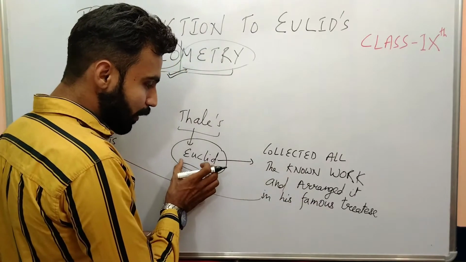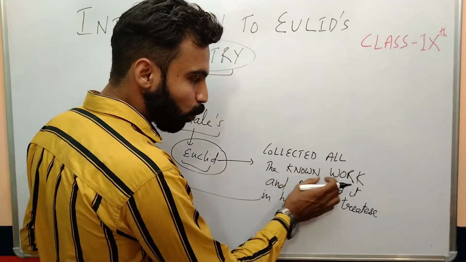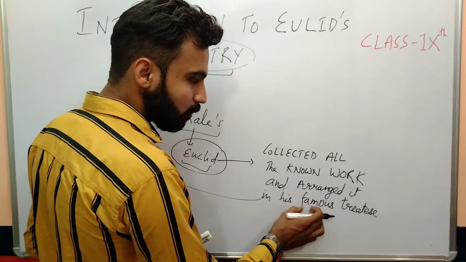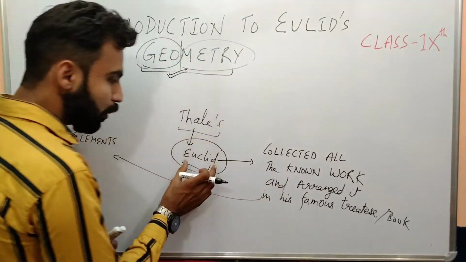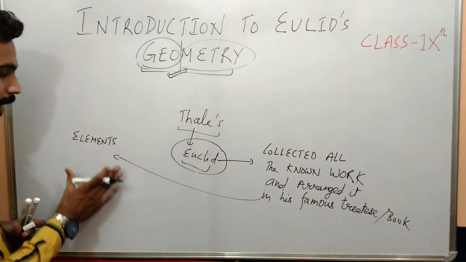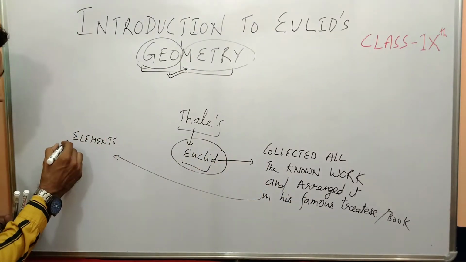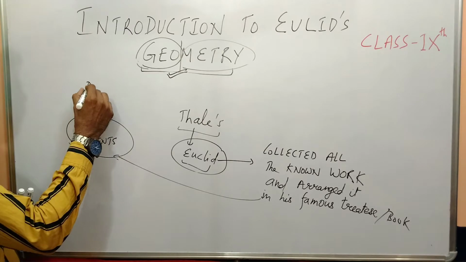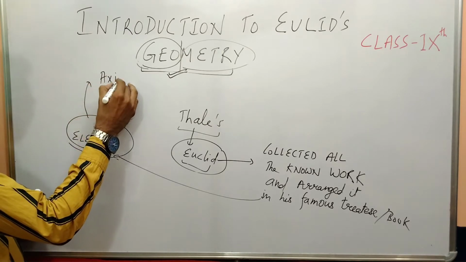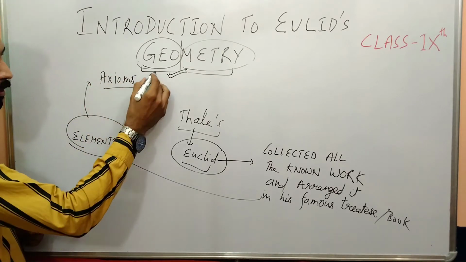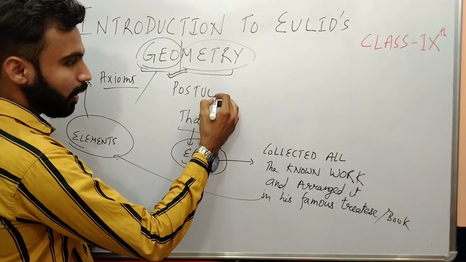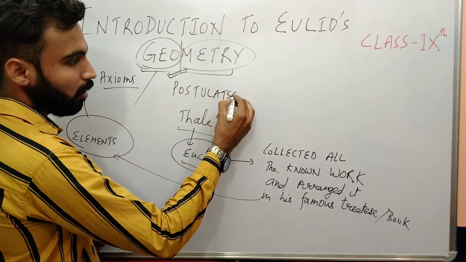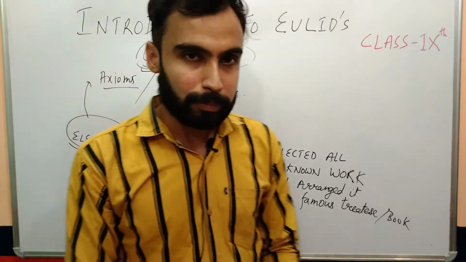Now actually Euclid collected all the known work and arranged it in his famous treatise, or you can say book. So Euclid ने 13 books में अपने elements के बारे में बताया. बाद में उन्हें इस elements से उसने axioms, यहाँ पे आपको ध्यान रखना पड़ेगा axiom term और postulates के बारे में. So what are axioms and postulates? That I'm going to tell you right now.